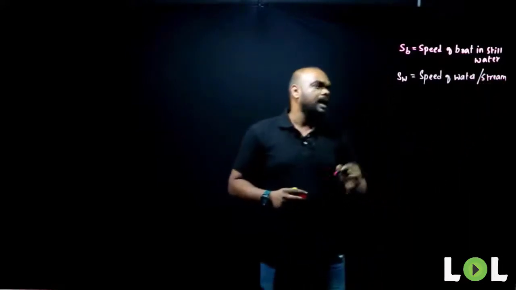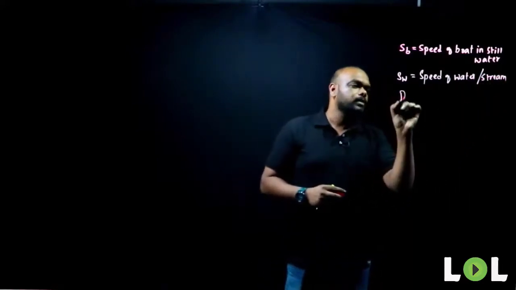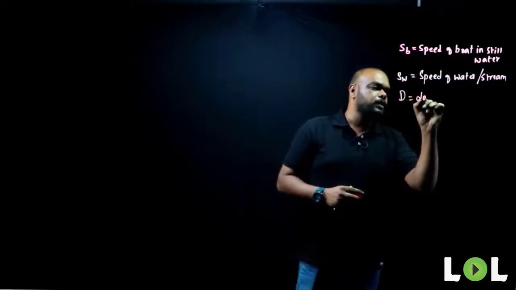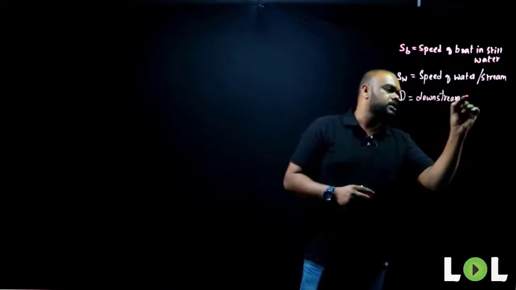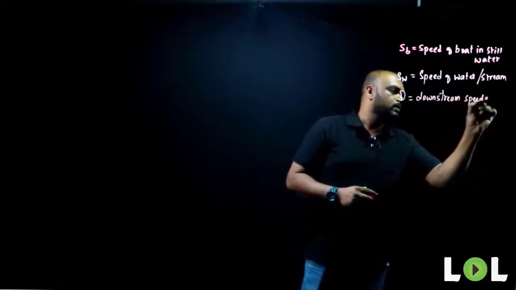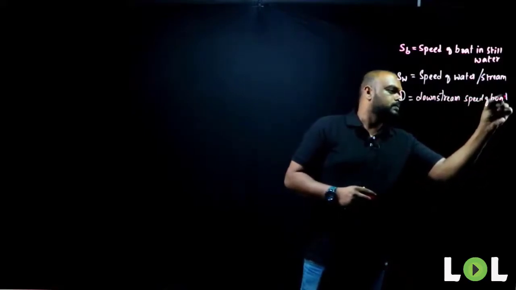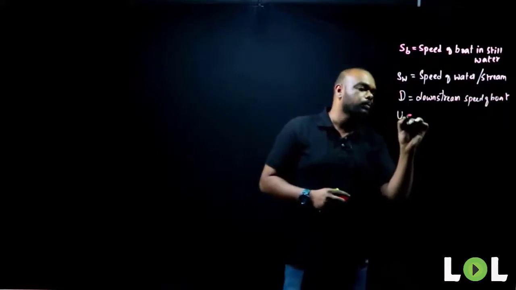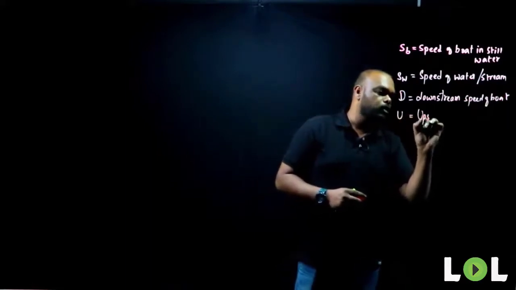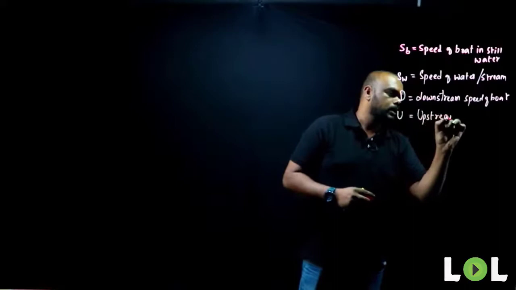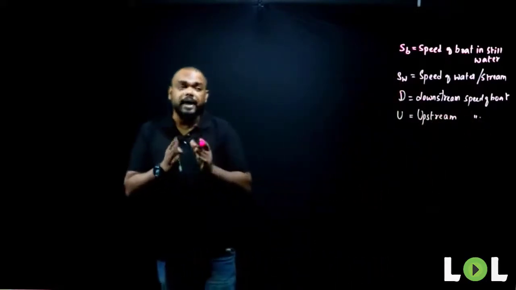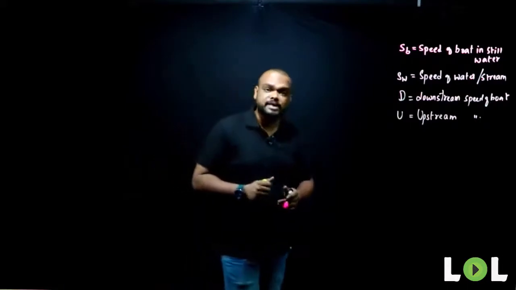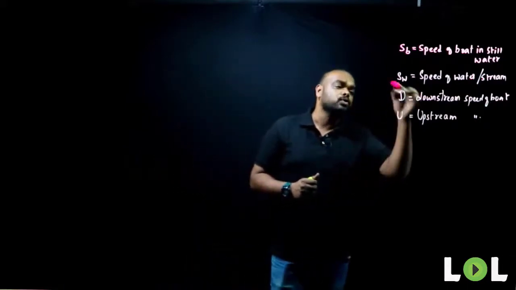Apart from this, we will see D, which is nothing but downstream speed of a boat. And one last one, that is U, upstream speed of boat. So these are the 4 different speeds that we will be dealing with in boats and streams. Now let us understand how these are related.